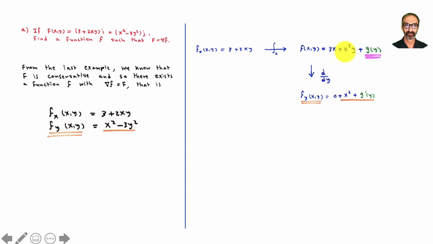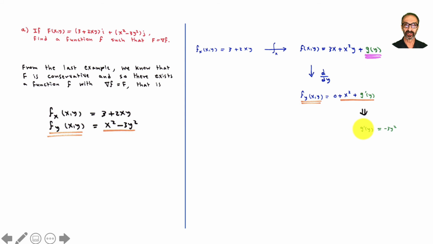3x will be 0. X to the second y will be x to the second. G of y will be g prime of y. Compare this to this. I'm using the same color to tell you where I'm looking back and forth. X squared, I have it, minus 3y squared, that should replace this. That means g prime of y equals minus 3y to the second.